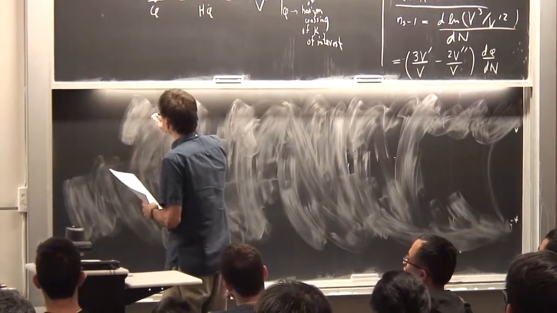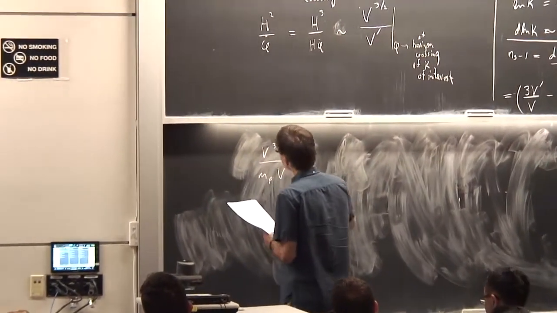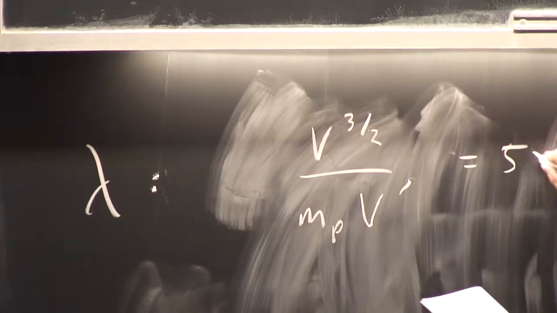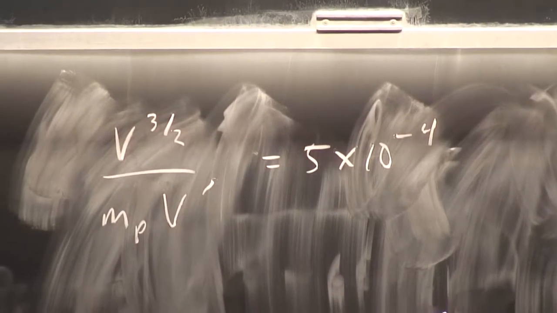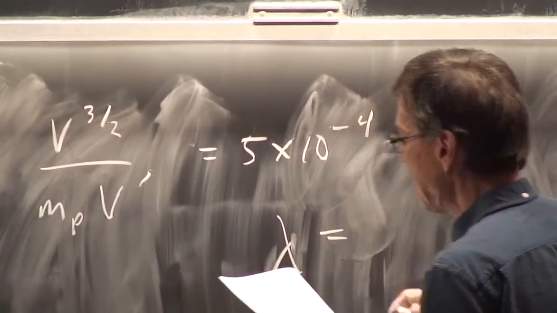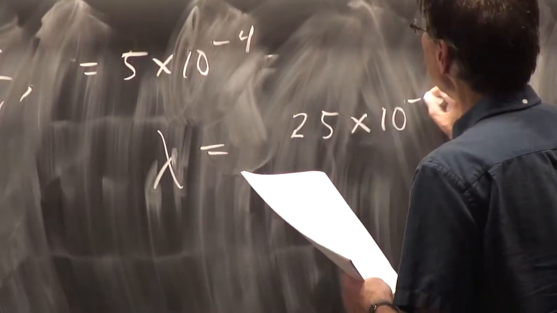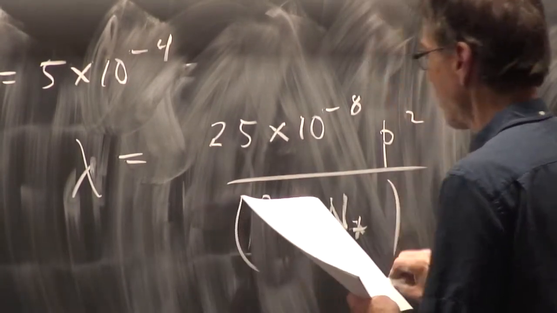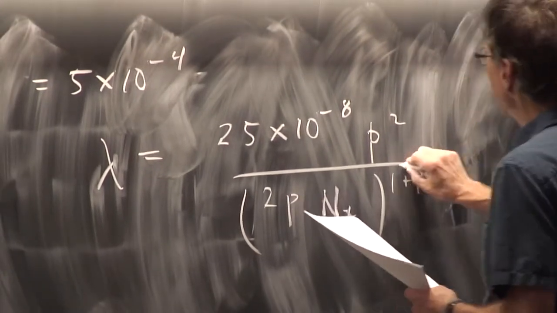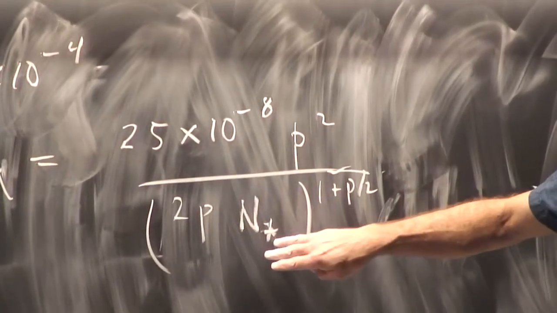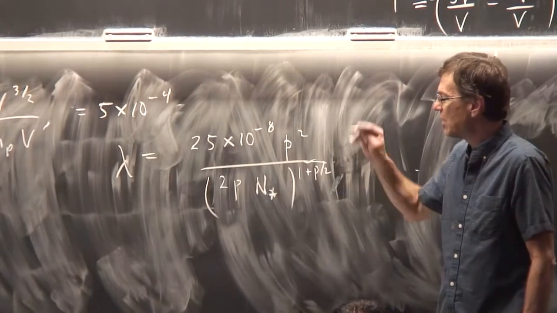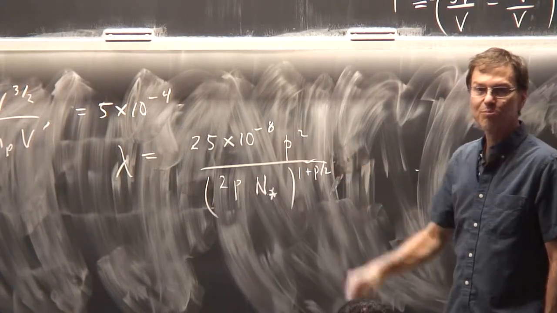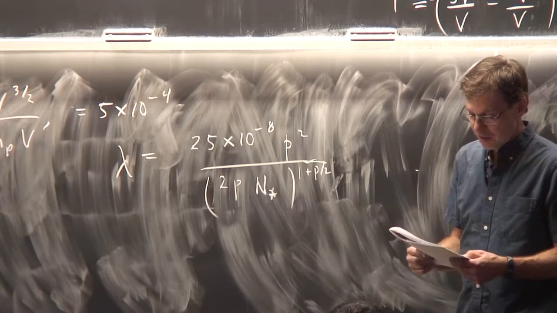So to fix lambda, remember, we just have to impose this requirement that V to the 3 halves over M prime V prime was 5 times 10 to the minus 4. And so you can just plug in our formulas, and then you find that lambda is 25 times 10 to the minus 8 from squaring that, p squared over 2p N star to the 1 plus p over 2. And what you notice from this is that regardless of whether this is 30 or 15 or 60, this is a very small number. So that's another general feature of chaotic inflation, that you need to put in some small dimensionless number to get the power at the right level.